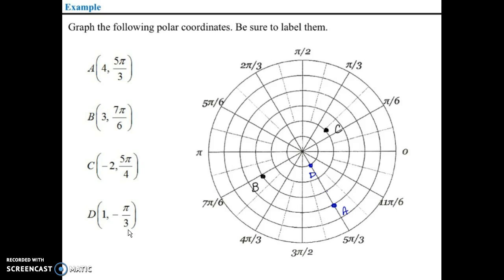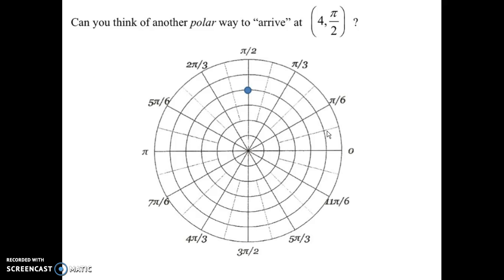Okay, so you're probably already thinking about this, but C actually looks like you could get there a different way. Maybe you could get there by using a positive radius instead of negative, because that was kind of frustrating. Well, I'd like you to just consider this. Can you think of a different polar way to arrive at this point at 4, pi halves? Please pause the video and think about that first.